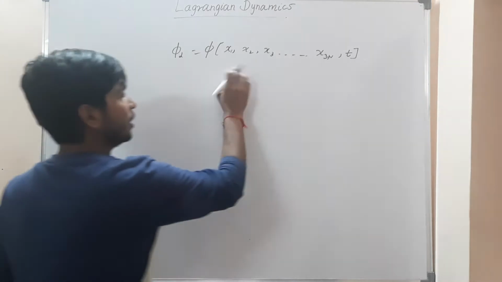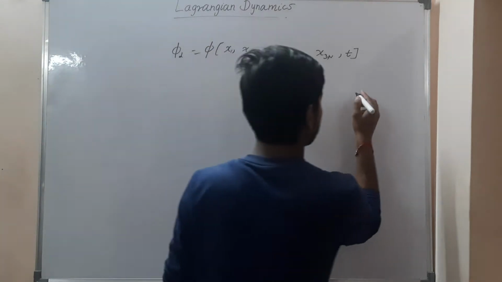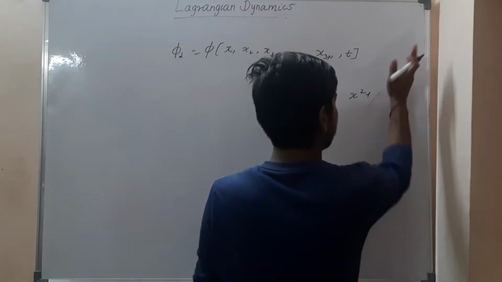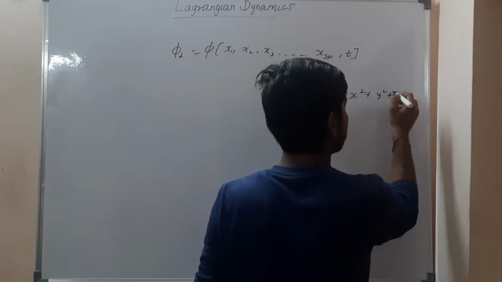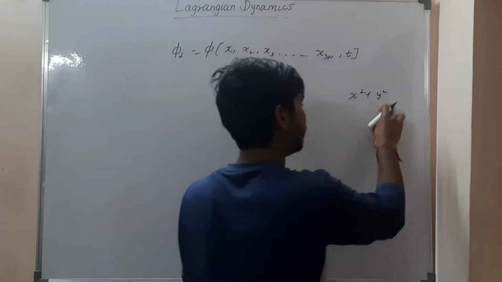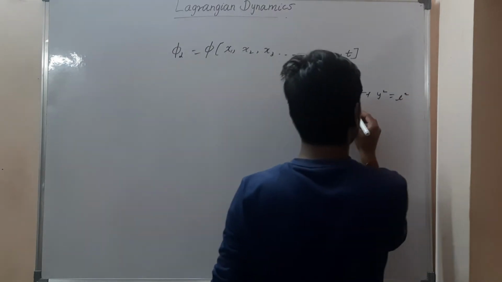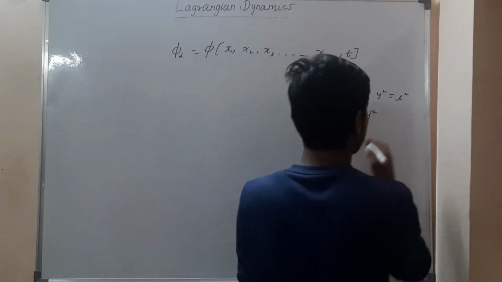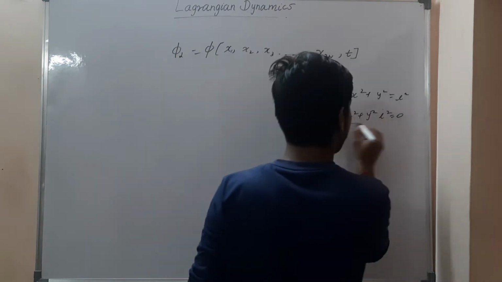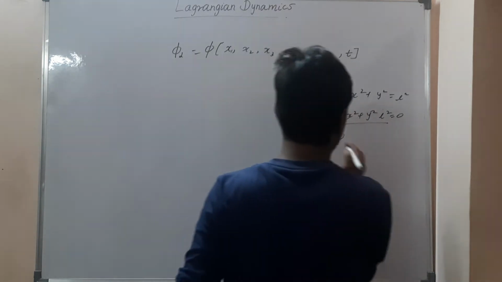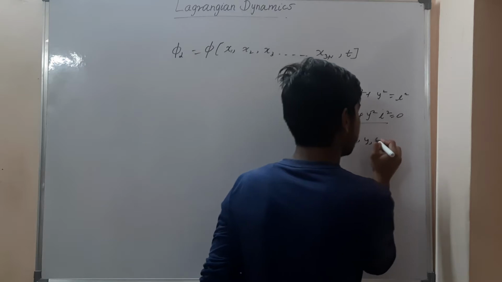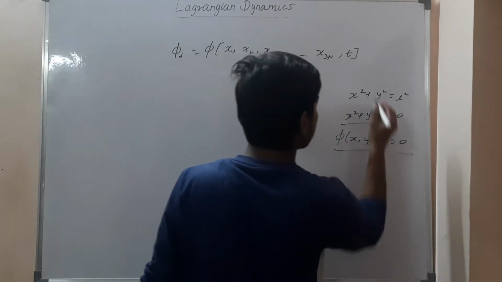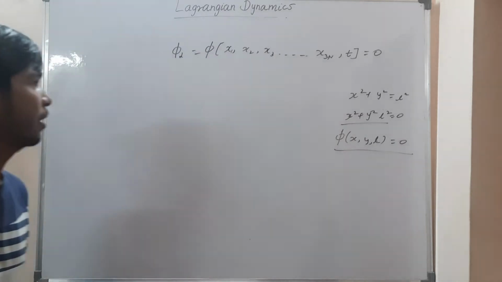If you did not get what that is, as I told in the last class also, if we take the simple pendulum, then we can write x square plus y square is equal to L square. And x square plus y square minus L square equal to 0. If I want to write it as a function phi, then I can write phi of x, y, and L is equal to 0. This is the function. Similarly, I can write it here equal to 0.